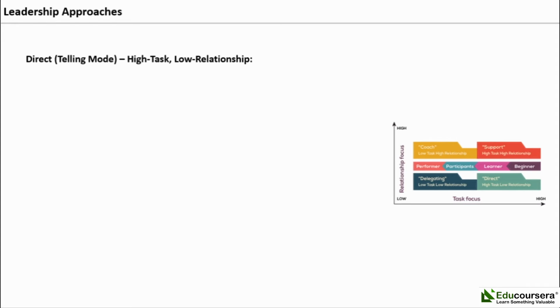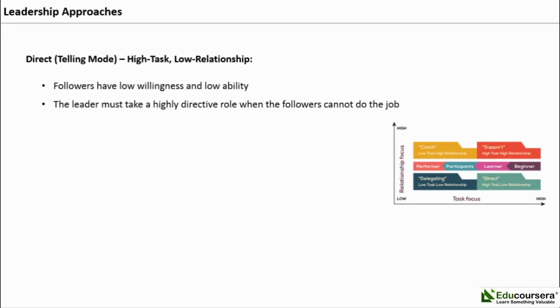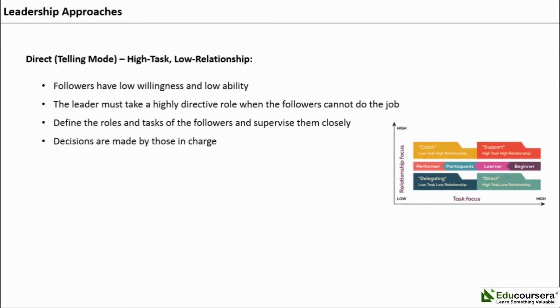Direct, or telling mode. High task, low relationship. In this case, the followers have low willingness and low ability for the task at hand. Here, the leader must take a highly directive role when the followers cannot do the job and are unwilling or afraid to try. Directing requires those in charge to define the roles and tasks of the followers and supervise them closely. Decisions are made by those in charge.